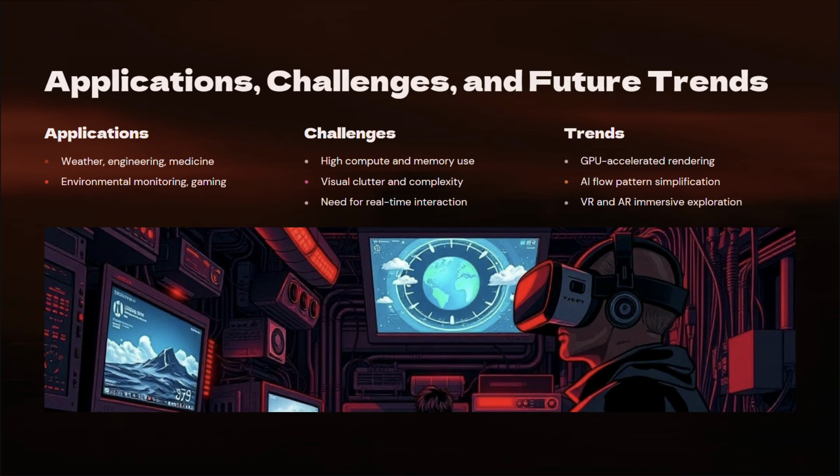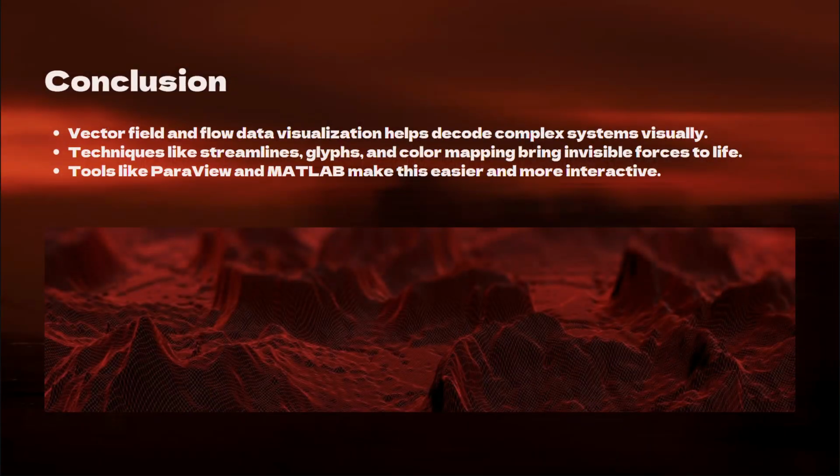Now, let's move on to the end of this presentation, the conclusion. To conclude, vector field and flow data visualization helps decode complex systems visually. Techniques like streamlines, glyphs, and color mapping bring invisible forces to life. Tools like ParaView and MATLAB make this easier and more interactive, and hence make flow data visualization and vector field visualization much easier and more accessible.